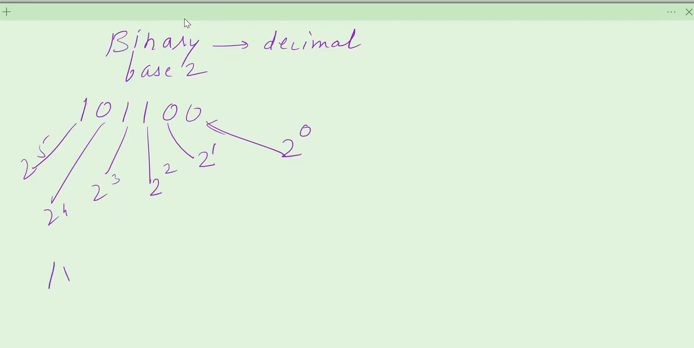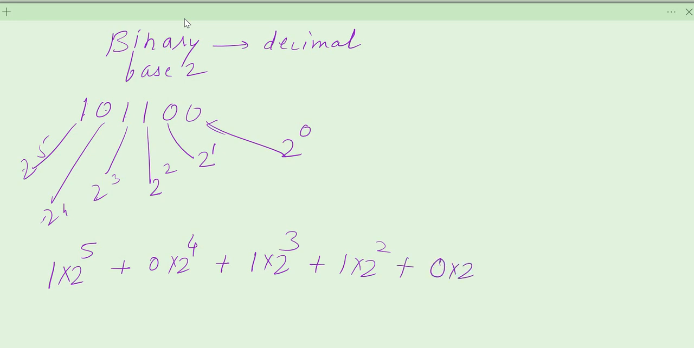So 1 into 2 raised to 5, plus 0 into 2 raised to 4, plus 1 into 2 raised to 3, plus 1 into 2 raised to 2, plus 0 into 2 raised to 1, plus 0 into 2 raised to 0. Now in this, if there are zeros, just cut those terms because the multiplication will be 0.